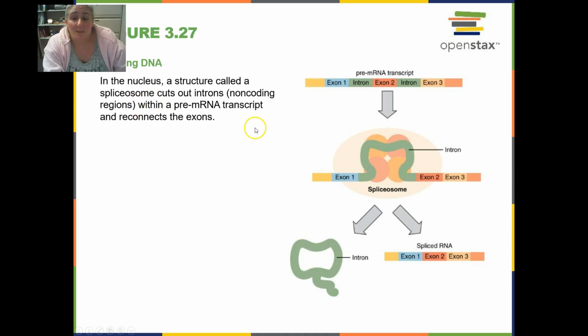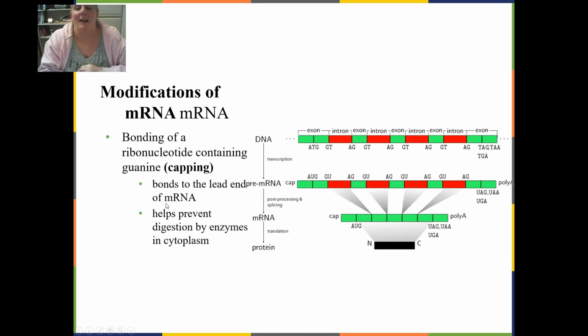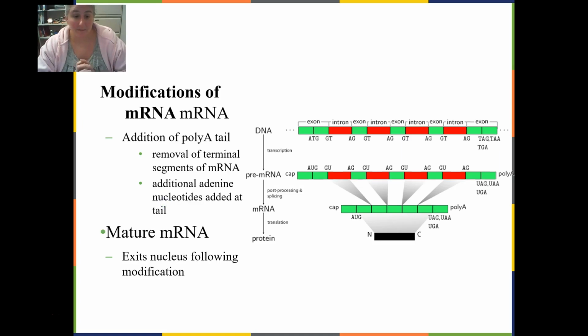We use spliceosomes to do so. This is what a spliceosome looks like. It basically takes one exon and another exon, and it takes out the intron and splices those two together. Once we do that, we then can add a guanine cap. Guanine cap is just what it sounds like. It's a bunch of guanines all lined up that we put at the beginning of the messenger RNA, and then we add a polyadenine tail, or a poly-A tail, at the end. Once we've done that, we now have a mature messenger RNA.